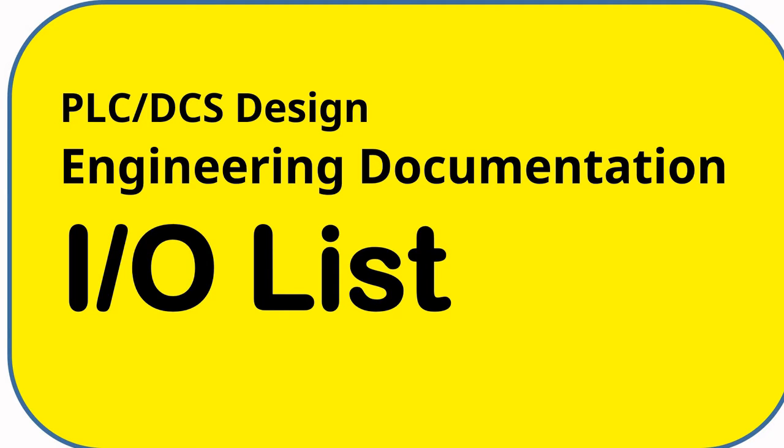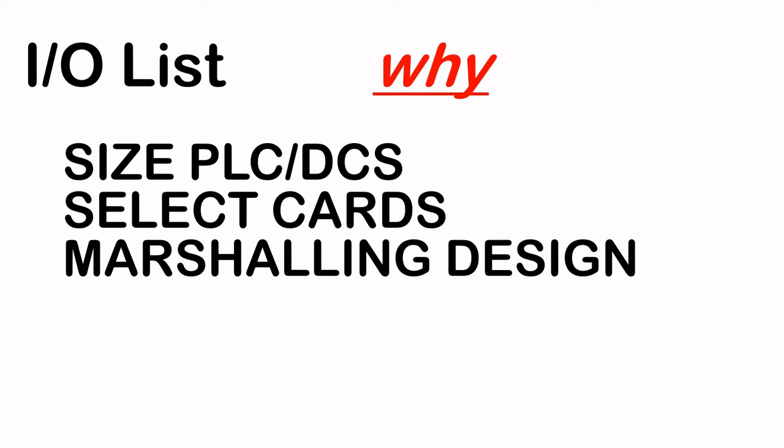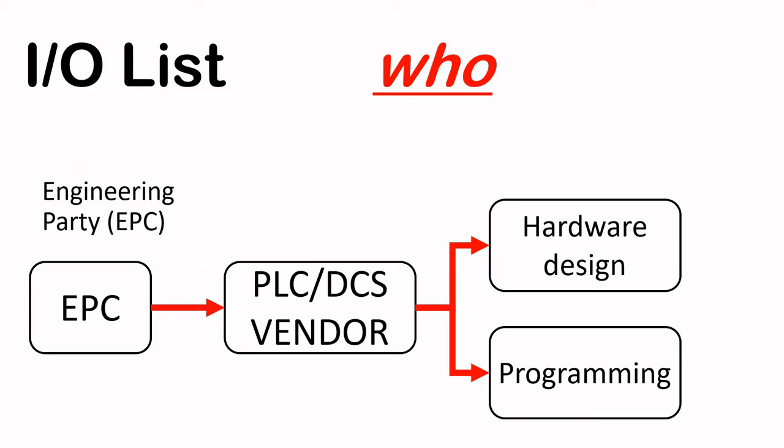Today we will discuss one of the engineering documents, which is called the input-output list, or I/O list. First, why do we need this document? The first thing in PLC or DCS design is to know how many inputs and outputs there are, and that will give you the size of your PLC system or DCS system. The second is to select your input-output cards, and then you will design your marshalling cabinets.